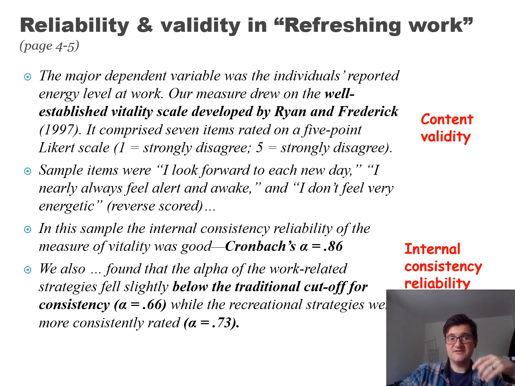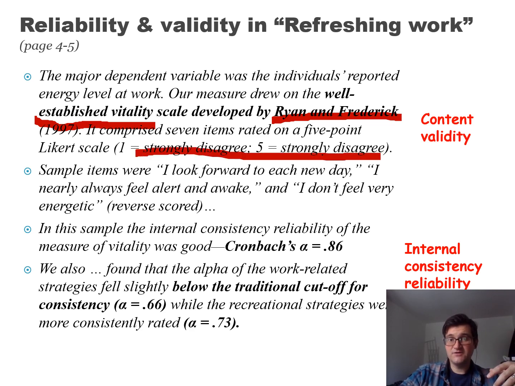Anyways, that plus the sample items: I look forward to each new day, I nearly always feel alert and awake, and I don't feel very energetic, which was a reverse scored or reverse coded item. So you can see here, the authors are showing that this is a scale, or an index variable, that exists in the literature. They're giving it citations so that people, if they're unfamiliar with this scale, can look it up. They're explaining how it's measured, a 5-point Likert type scale, setting the boundaries, and then giving sample items.